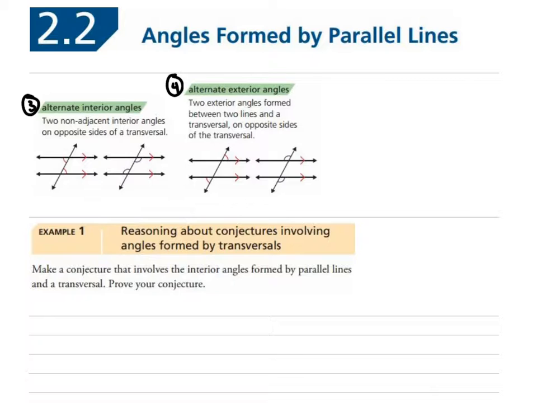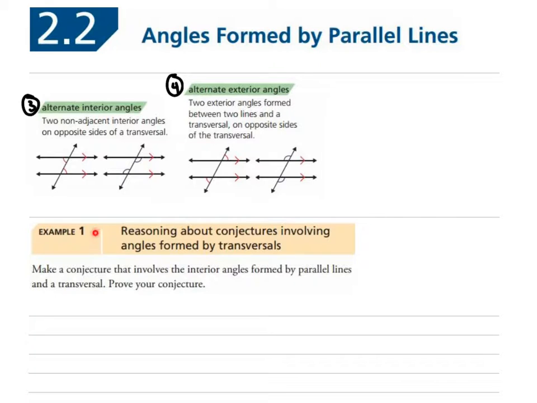So now we have 3 and 4, and you can see that if we have two parallel lines and we have angles on either side of the transversal that are interior angles, or this orientation as well, then they are alternate interior angles. They are used to prove that lines are parallel. And alternatively, we have exterior or alternate exterior angles, and that's when we have two parallel lines, a transversal, and exterior angles on the opposite side of the transversal.